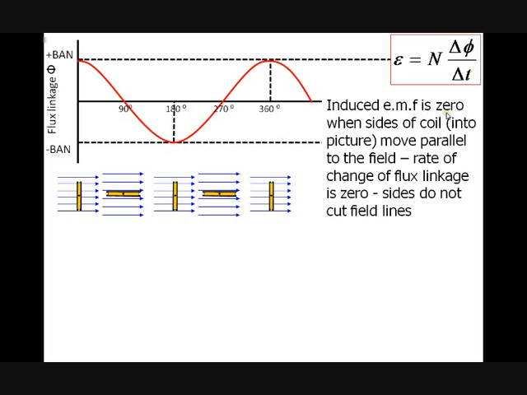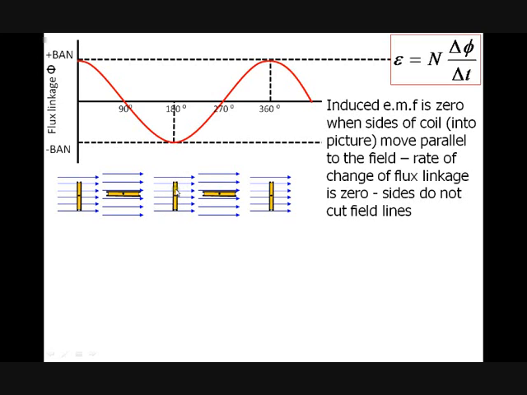So we say that the induced EMF is 0 when the sides of the coil, which are into the picture, move parallel to the field. So when the sides of the coil that you can't see are moving parallel to the field, then they're not really cutting through any lines of flux. If you imagine this turning, it's cutting through the most lines of flux here. And here it's cutting through lots of lines of flux as it turns. Whereas when it's at the top, it's not really cutting through many lines of flux.